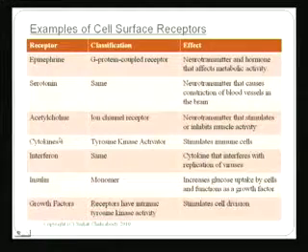Cytokines are a different kind of receptor. It's not this neurotransmitter group. I'm not sure if I've talked about this, but cytokines are essentially immune cells. So monocytes and macrophages all belong to cytokines.